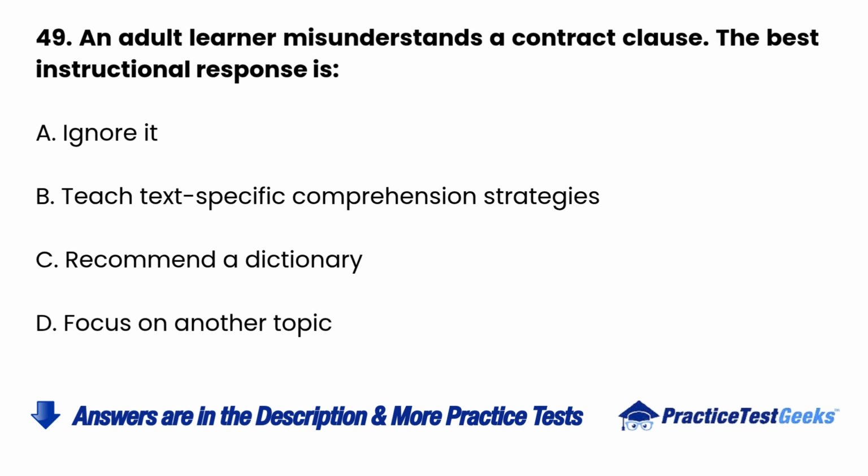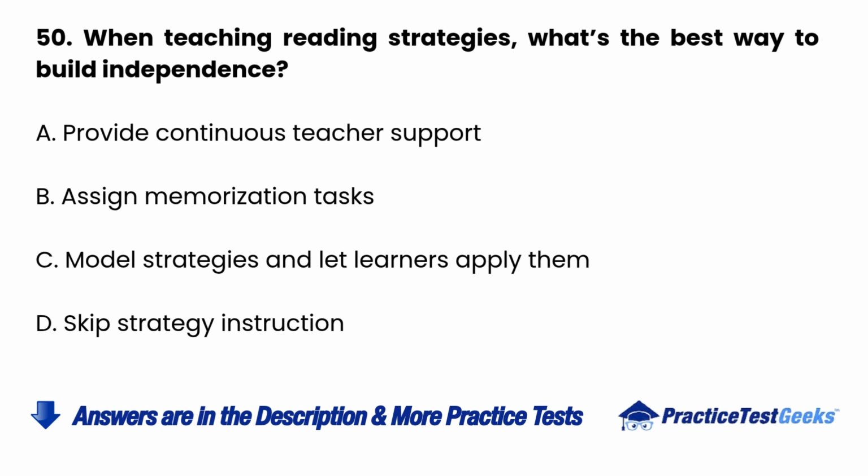49. An adult learner misunderstands a contract clause. The best instructional response is A. Ignore it. B. Teach text-specific comprehension strategies. C. Recommend a dictionary. D. Focus on another topic.